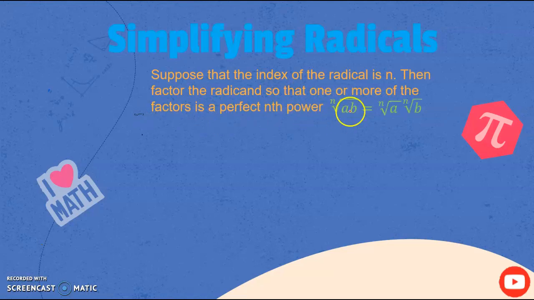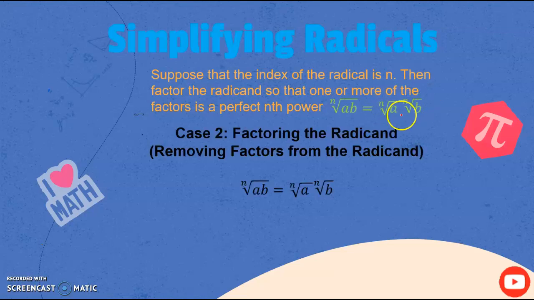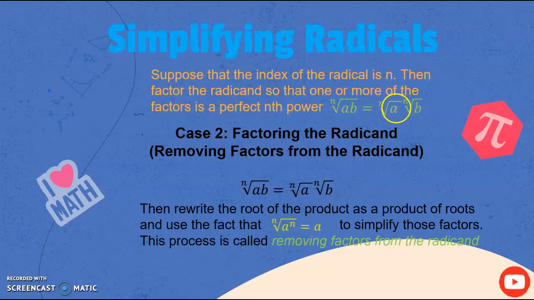So if we put this into radical symbol, the nth root of AB, we express them as factors: the nth root of A and the nth root of B. This means that either A or B is a perfect power of n. If that's the case, we can apply the first law of radicals. This process is called removing factors from the radicand. To see clearly what this concept is, we proceed to the examples.